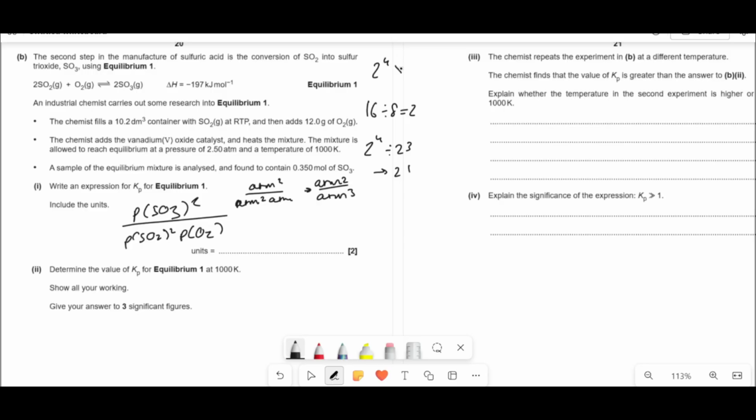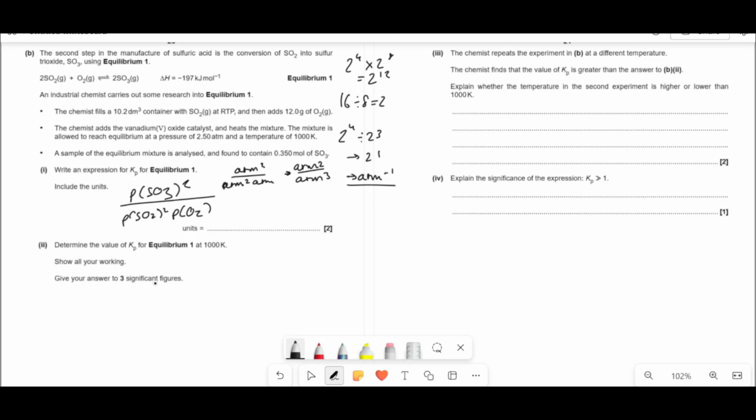If I do 2 to the 4 times 2 to the 8, that's the same as saying, well, you add these two together, so it's 2 to the 12. So whenever you're dividing powers with the same base, you can take away the powers. So in this case, it's atmospheres squared divided by atmospheres to the power of 3, which is going to be atmospheres to the -1. Now, there's only one way to do equilibrium calculations, Kc, Kp, K whatever, Ka as well.